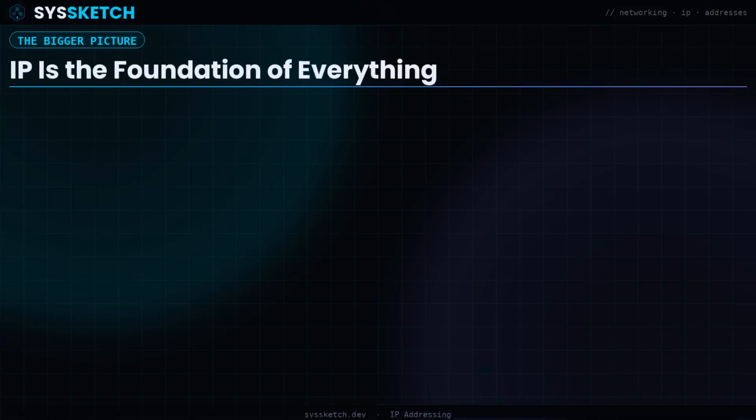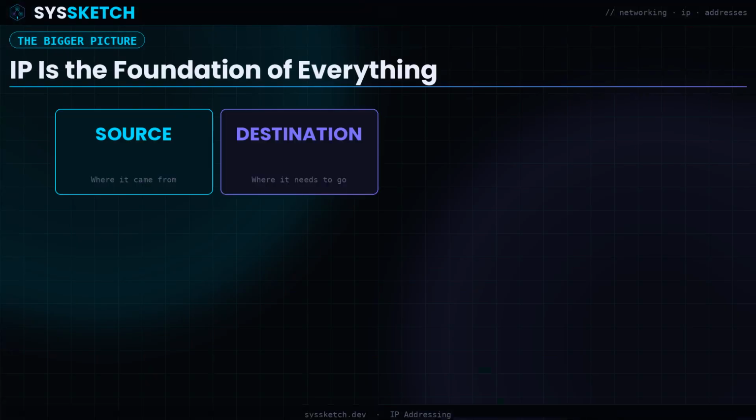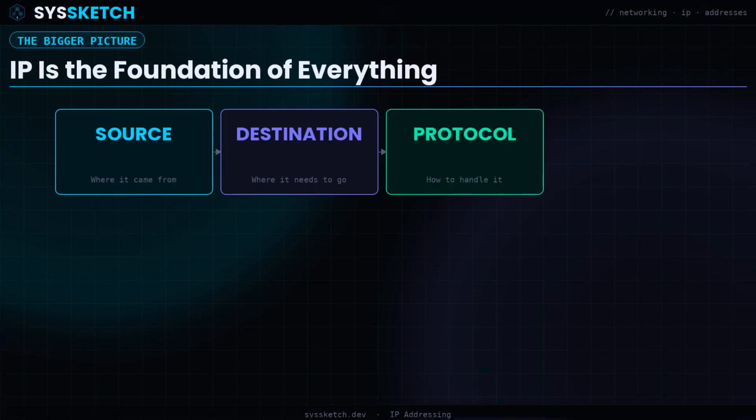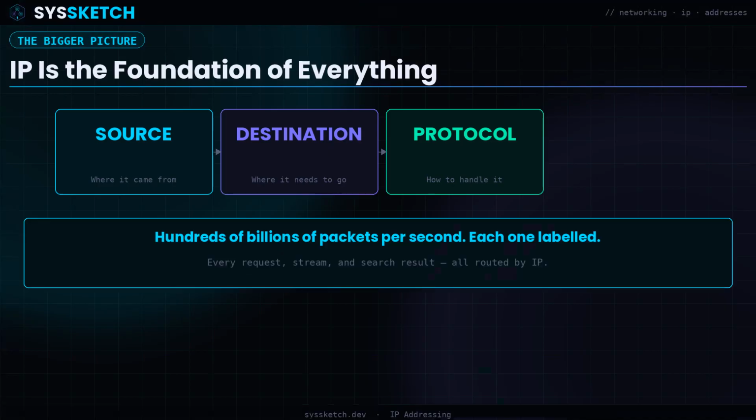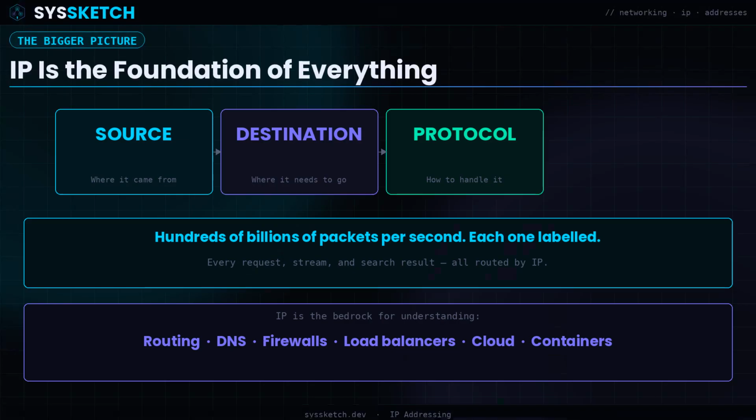Understanding IP addresses is not just interesting trivia. It is the bedrock for understanding routing, firewalls, DNS, load balancers, cloud infrastructure, containerization, and virtually every other concept in modern network architecture. Every single time data moves from one place to another, across any network, anywhere in the world, IP addresses are doing the fundamental work of labeling source and destination.